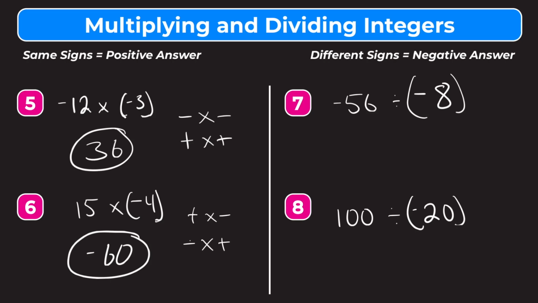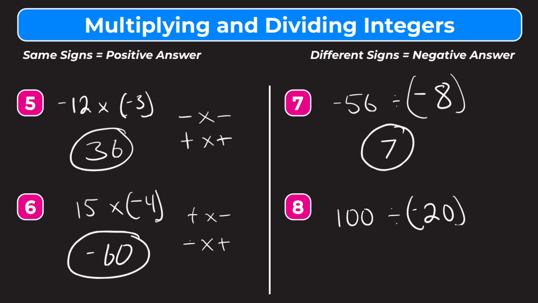So let's try number 7. We have -56 divided by -8. So 56 divided by 8, that's going to be 7. We look at the signs of our original numbers, a -56 and a -8. Those are the same, so our answer is going to be positive. So we leave that as a positive 7, and that is our final answer.